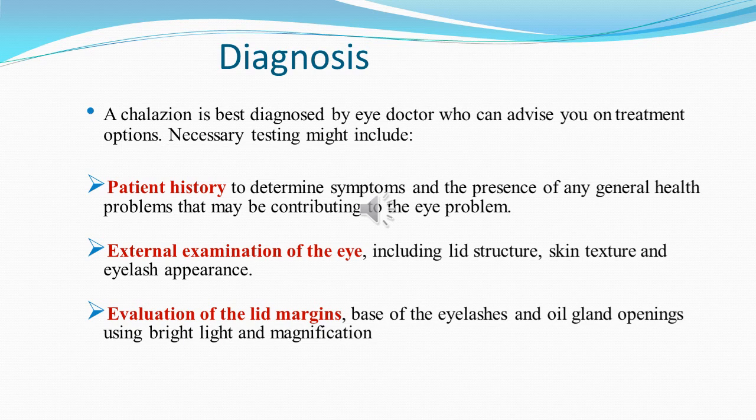It may present towards the lid margin as a marginal chalazion, and if the granuloma involves the gland of Zeis, we call it an external chalazion, which is present on the skin surface itself and is attached firmly to the skin.